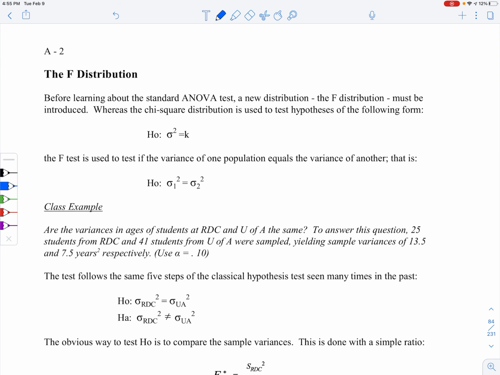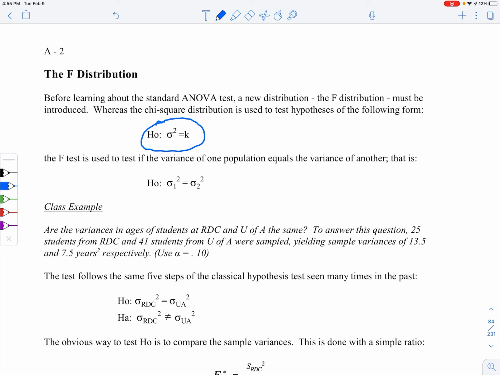So let's jump in here, and I'm going to introduce you to something called the F distribution. Now, if you remember in Unit V, we did this kind of thing, where we were testing that sigma squared, or it could be just sigma, is equal to some number, k. So k could be 10 or 100 or something. So we were testing that the variance is equal to some amount.